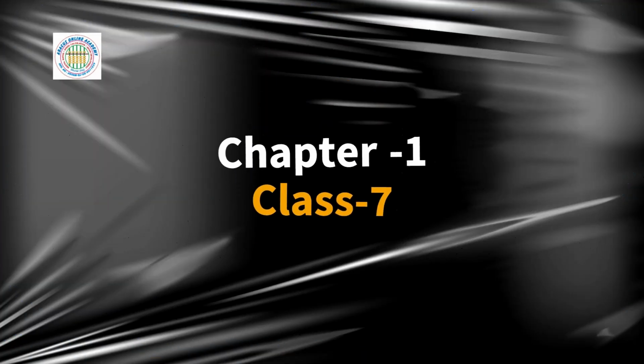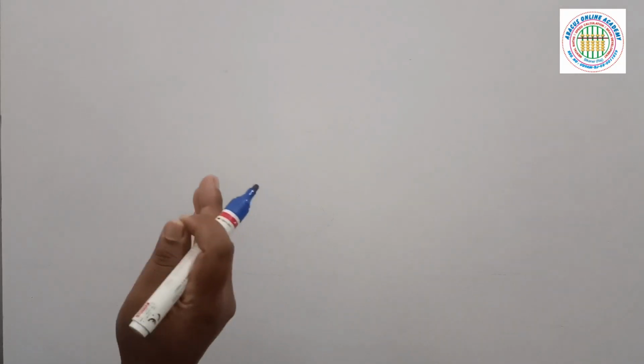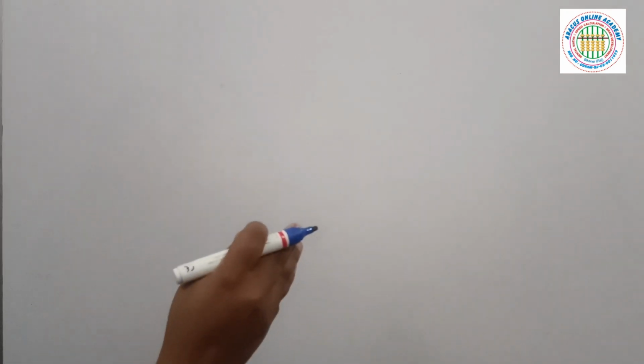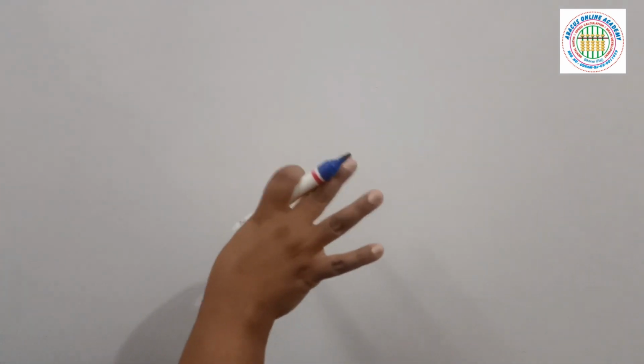Today, we're going to learn Chapter 1 of Class 7, that is Introduction to Integers. Continuation of the previous video. In the last video, we have seen the positive integers and negative integers. Now let's see what are the numbers that are not included in integers.